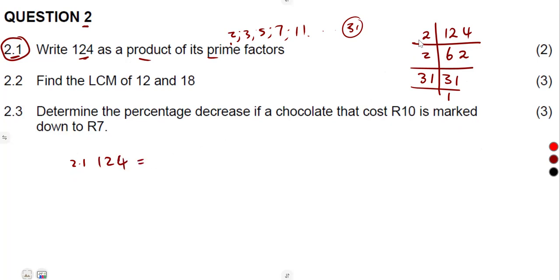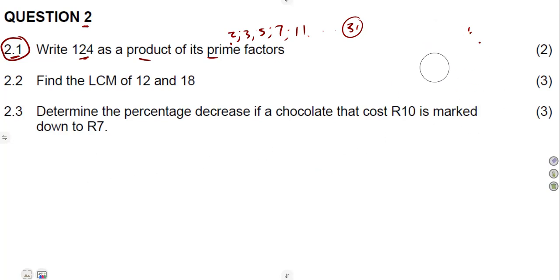So 124 is equal to 2 times 2 times 31. Or you can write this as 2 squared times 31. So that is what you're going to have in this case. All right. So let us move on.